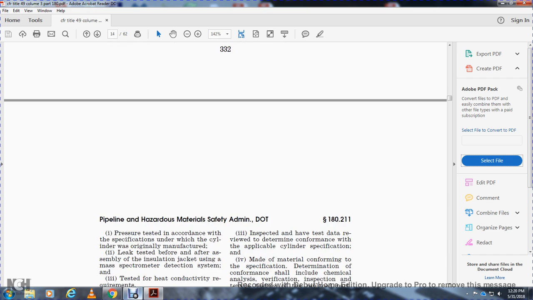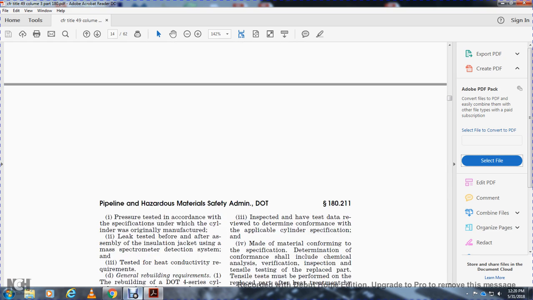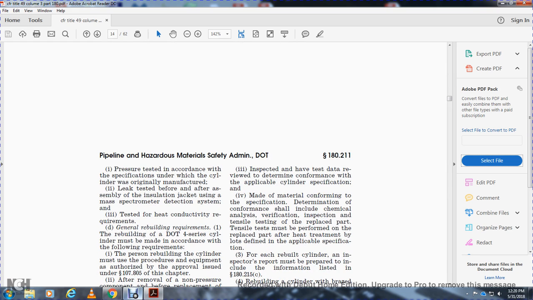After repairing, the cylinder must be pressure tested according to the specification to which it was originally manufactured. 2. Two leak tests, before and after the assembly of the inspection jacket, with the UV mass spectrometer detection system. 3. The heat test conducted for the requirements of the general build requirements.